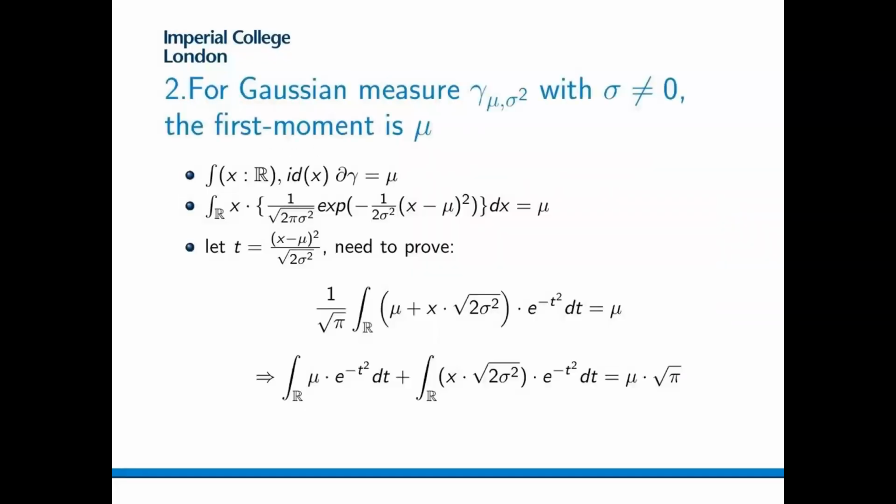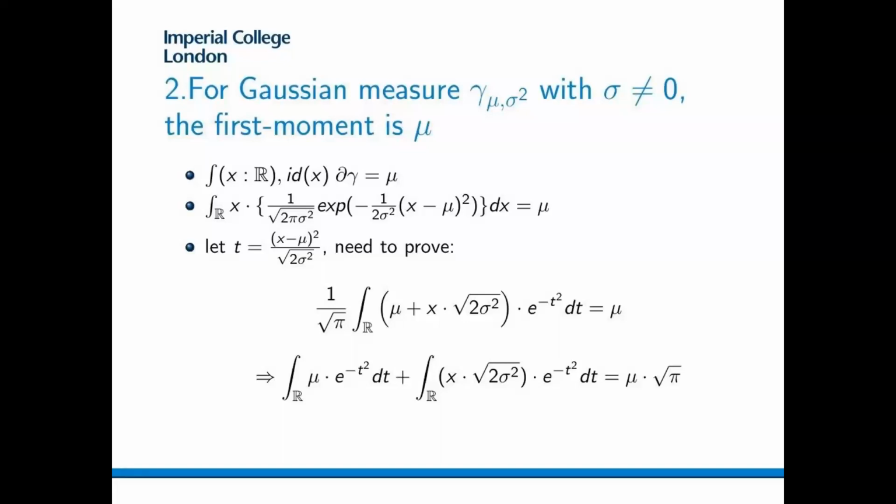So then comes the second theorem, which says that for the Gaussian measure gamma with mean mu and standard deviation sigma, where sigma is not equal to 0, the first moment of that Gaussian measure is mu. So actually what we need to do is prove that this integral equals mu.